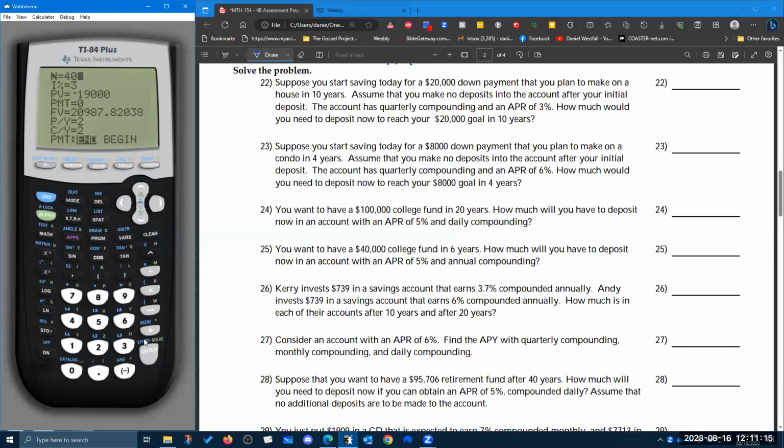We want to reach the goal in 10 years, so that's going to be 40 times that it's going to compound. This is what we want to solve for. We're not going to make any payments. We want the future value to be $20,000, and it compounds quarterly. We want to solve to see what we need to deposit, and we need to deposit at least $14,832.96.